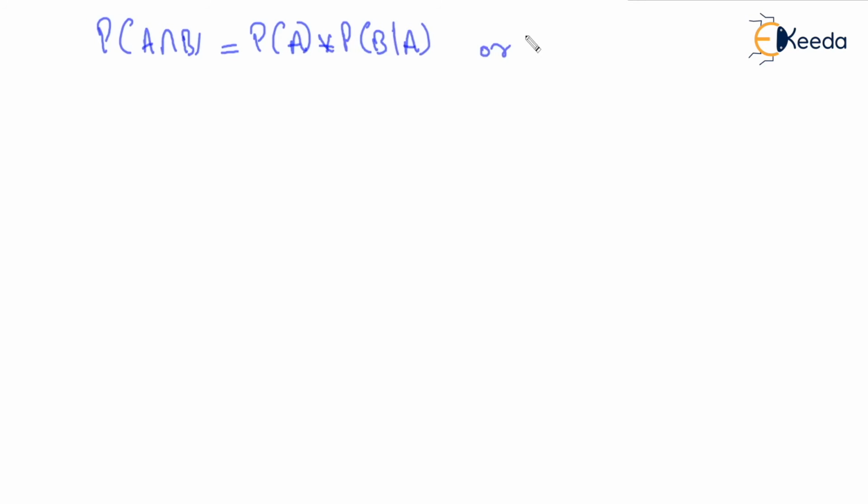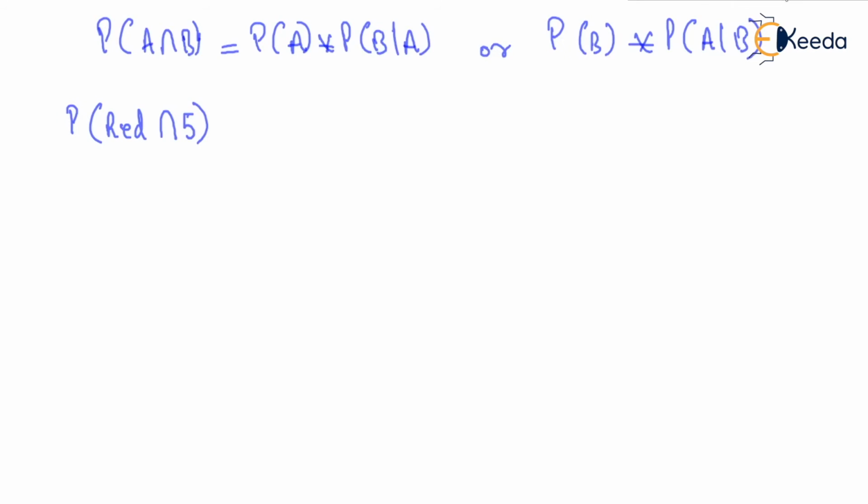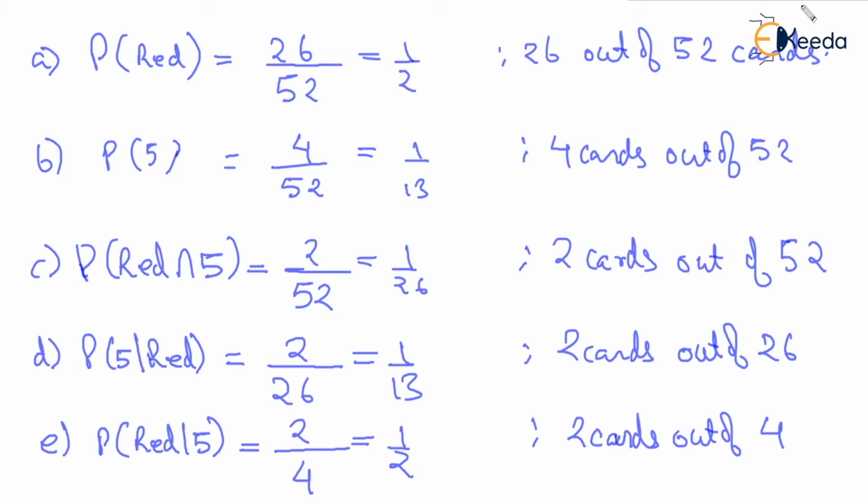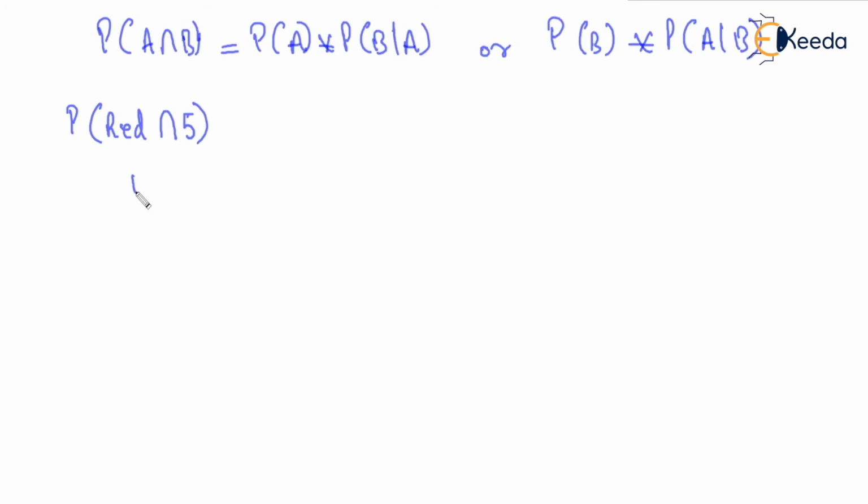We can make one more justification here. We have studied that probability of A intersection B is equal to probability of A into probability of B given A, or it is equal to probability of B into probability of A given B, right? So the condition is probability of red and 5. We have studied that this value is 1 by 26.